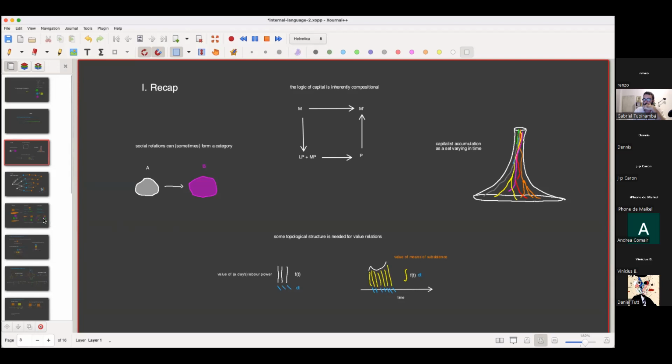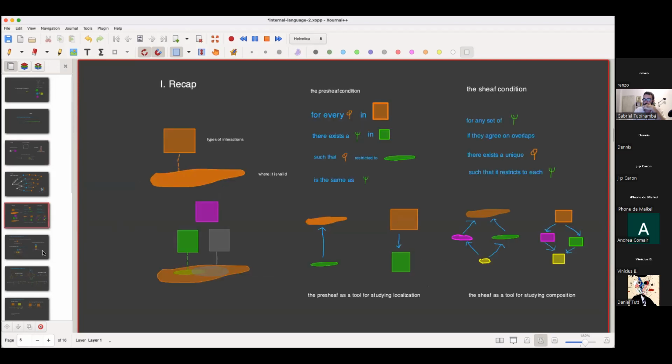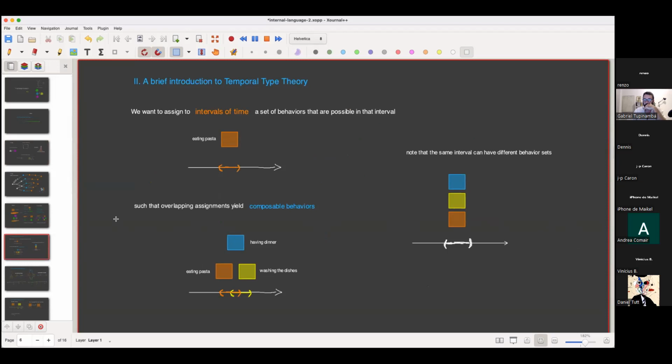So here, in temporal type theory, we have exactly this. We have our base space, which is time, modeled by the real numbers, and open sets of this space are intervals, a starting and a stopping time. I'll give an example here. Let's say you're eating pasta. That's happening over a certain interval of time, right? There's a beginning and an end to that process of eating pasta. This would be one of the interactions in this box.